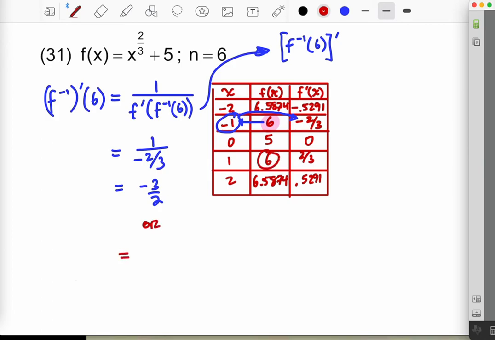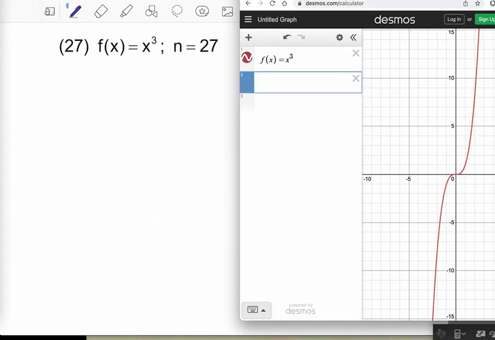6 corresponded to a positive 1, which in turn corresponded to a 2/3, which would give a result of 3/2. So in this case, not always going to be the case, but in this case, plus or minus 3/2 would be your solution.